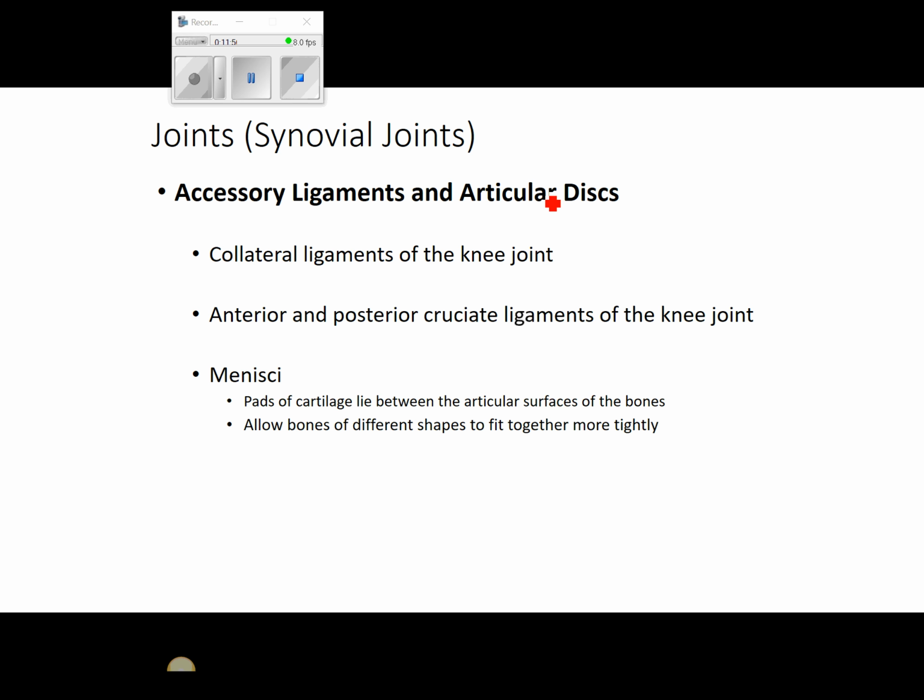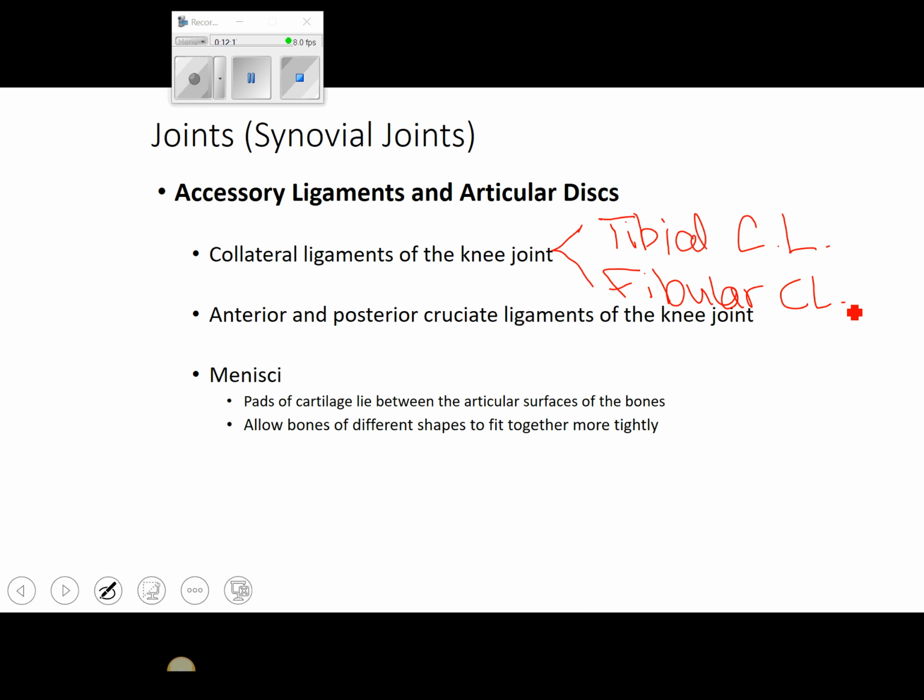Next, of the synovial joints, we have accessory ligaments and articular discs, which you do need to know. The collateral ligaments of the knee are your tibial collateral ligament, and I'm just going to abbreviate that CL, and then you have your fibular collateral ligament. Both of these lie outside of the articular capsule, but the ligaments are named after the bone that they're attached to.